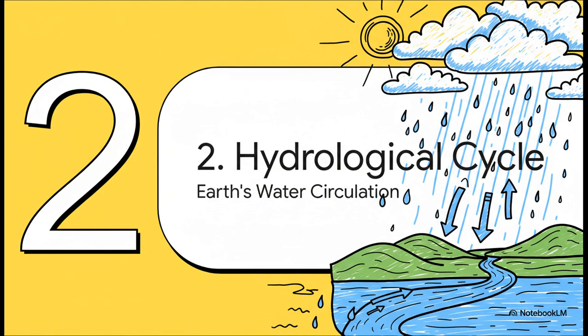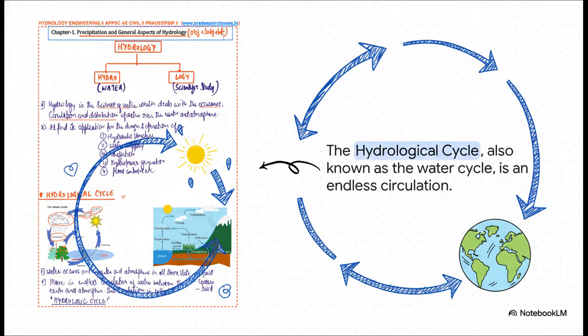All right, now let's get to the very heart of this subject, the hydrological cycle. You probably know it by its more common name, the water cycle. Think of this as the planet's engine for water. It is a completely endless circulation of water between the Earth and the atmosphere. Water evaporates from the ocean, it rises up to form clouds, it falls back to Earth as rain, and then it makes its way back to the ocean to start the whole thing over again. It's this constant, powerful, and unending cycle.